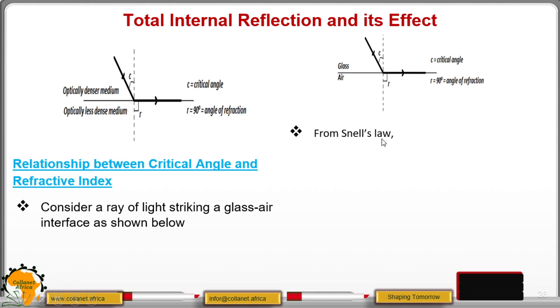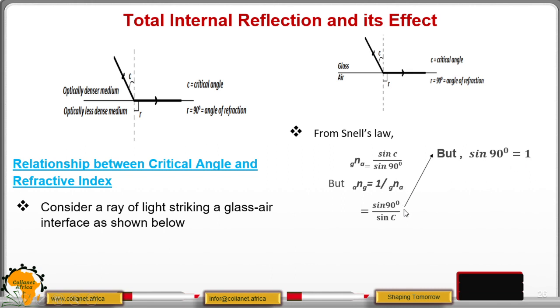From Snell's law, we know that the refractive index of air with respect to glass will be sine C divided by sine 90. Therefore, for us to get the refractive index of glass with respect to air, it will be the reciprocal of this. This is what we derived earlier, and it will be sine 90 over sine C. But we know that the value of sine 90 is 1.